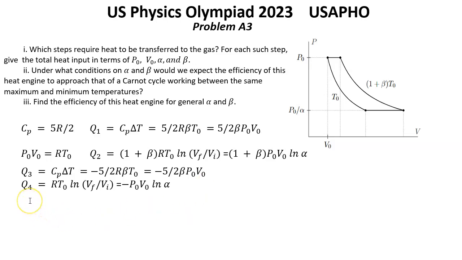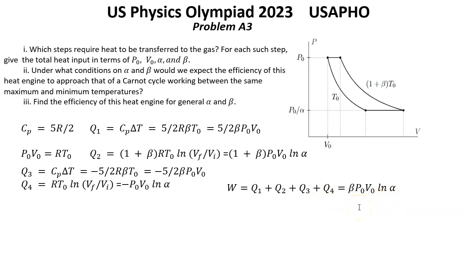And finally Q4 equals work done over gas with a constant temperature, which is again RT0 logarithm Vf over V initial, but now they are reversed. So it means that the sign is negative here. Finally, we can count what is the total work done by gas. That will be this expression, or beta P0 V0 logarithm alpha.